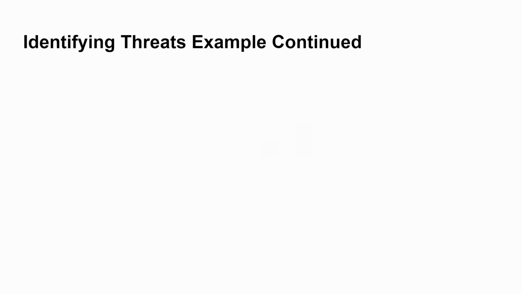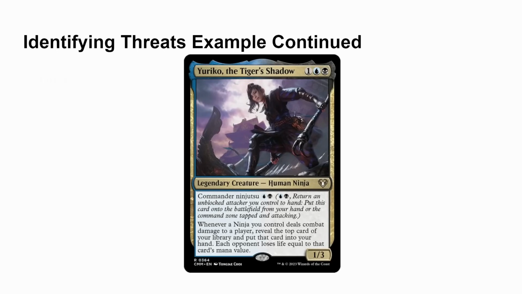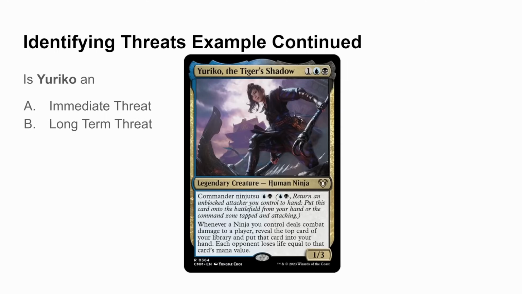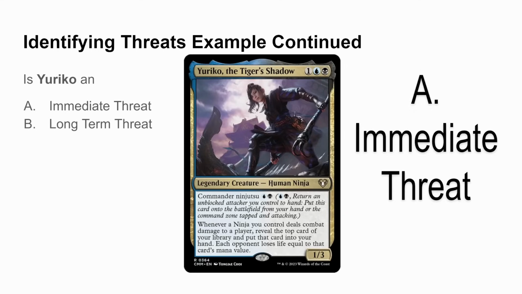Now let's continue with the identifying threats example. We have Yuriko, the Tiger's Shadow. Is Yuriko an immediate threat or a long-term threat? Whenever a Ninja you control deals combat damage to a player, reveal the top card of your library and put that card into your hand. Each opponent loses life equal to that card's mana value. Pause the video now. If you answered an immediate threat, you would be correct. Yuriko decks tend to build incredibly high mana value cards, meaning just a couple of triggers off of Yuriko can absolutely drain the table for 20, 30, even lethal amounts of damage, which makes Yuriko an immediate threat in many game board states.